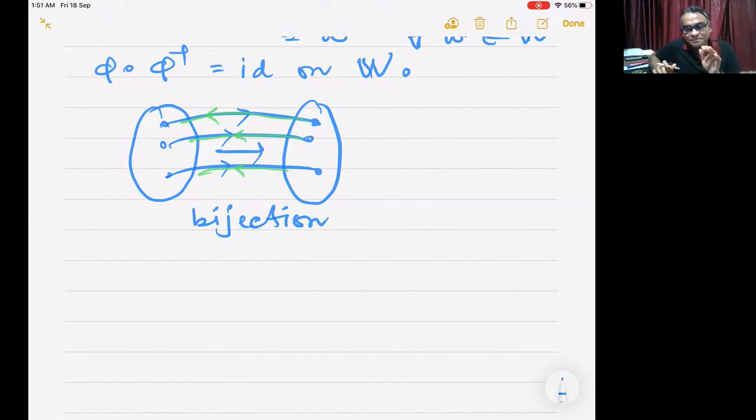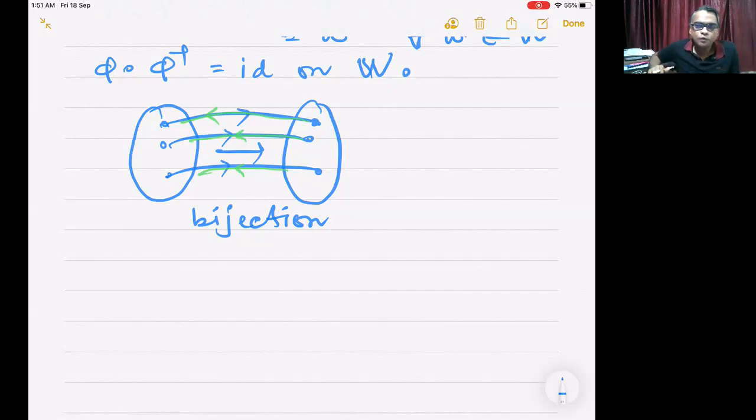Listen carefully. This is so surprising, so baffling. This real line and the space. It appears to us the space is strictly bigger than the line, right? But in fact, they contain exactly the same number of points because there is a bijection.